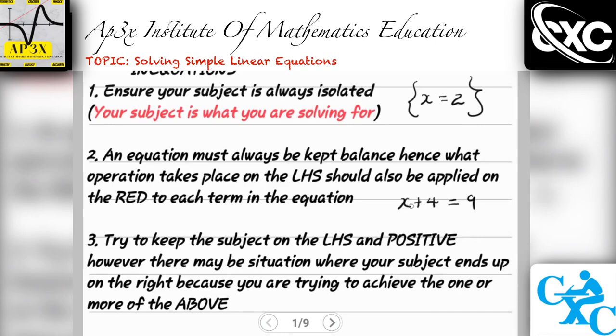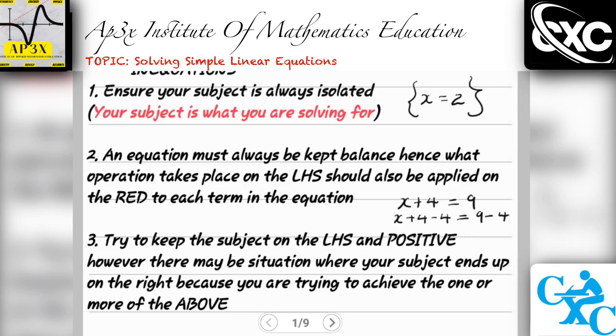Now I need to isolate the variable x. I need x to be alone. So what this means is that I'm going to have to subtract 4 from the right side of the equal sign, and I'm also going to have to balance the equation by subtracting 4 from the left side of the equation. Pardon me, I'm going to subtract 4 from the left side, so I'm therefore going to have to subtract 4 also from the right side.